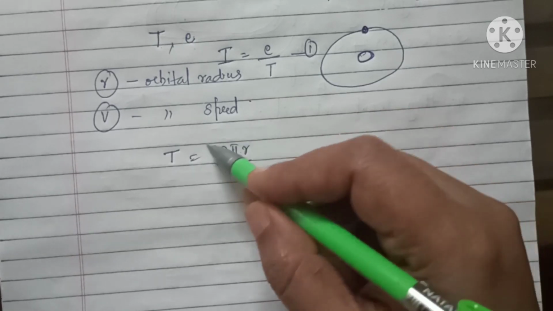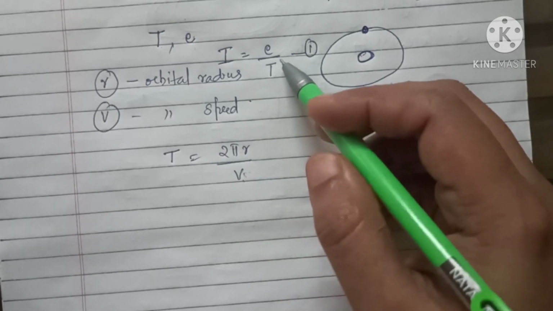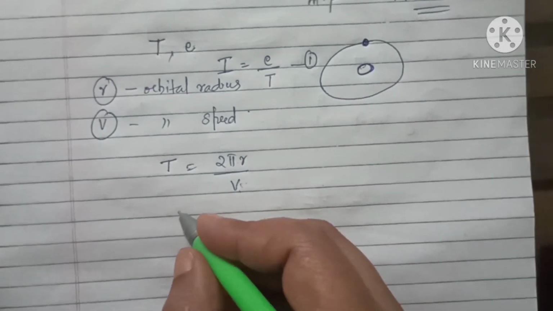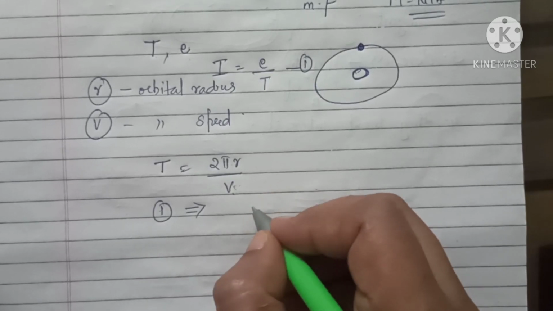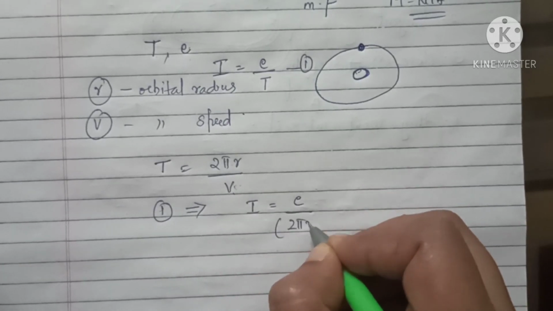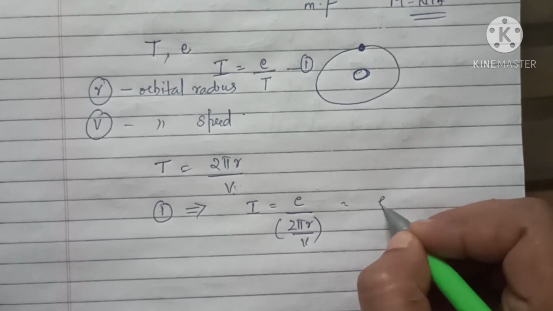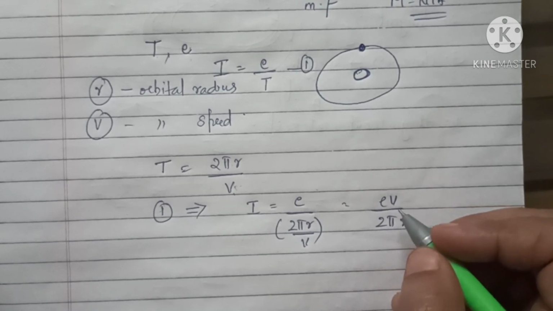Okay, so you can substitute this value of T in this equation. Clear? So in equation number 1, I becomes I is equal to e divided by 2 pi r by v. Clear? So this will go up. So ev divided by 2 pi r. Clear?